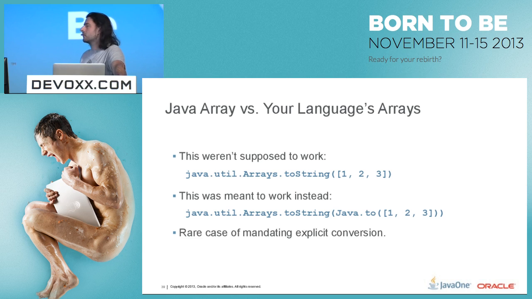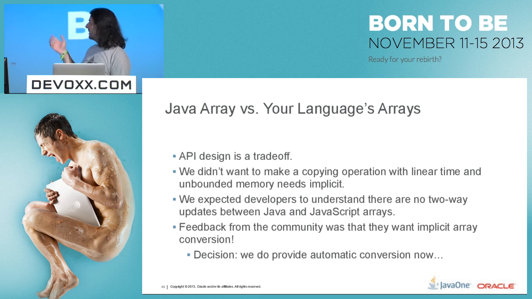We'd say, can't convert. And we provided an explicit conversion API, Java.to, which, if you pass it an array, by default will create an object array out of it. It will allocate an array, copy all the elements, you get the idea. Because I was thinking, a JavaScript-to-Java array conversion will always have to create a copy. It's an operation with linear memory and linear time requirement. No way in hell I'm doing this implicitly for people.